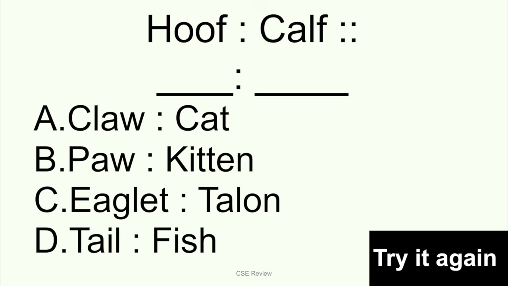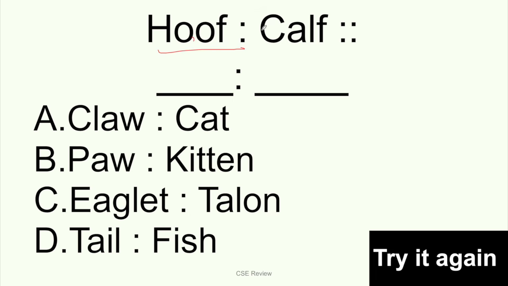Alright, so we have hoof is to calf as blank is to blank. Okay? So you have claw is to cat, paw is to kitten, eaglet is to talon, and tail is to fish. Now again, this can be a confusing question, but I hope that you got this right, no? Using the information already discussed, like the pattern, position, and precision. Now, let's start with the given.